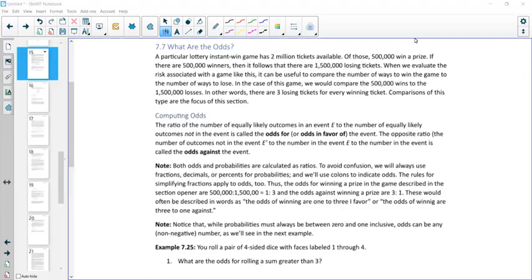Okay, today we're going to look at section 7.7, which is talking about odds. Now, odds are related to probability, but they're not quite the same.